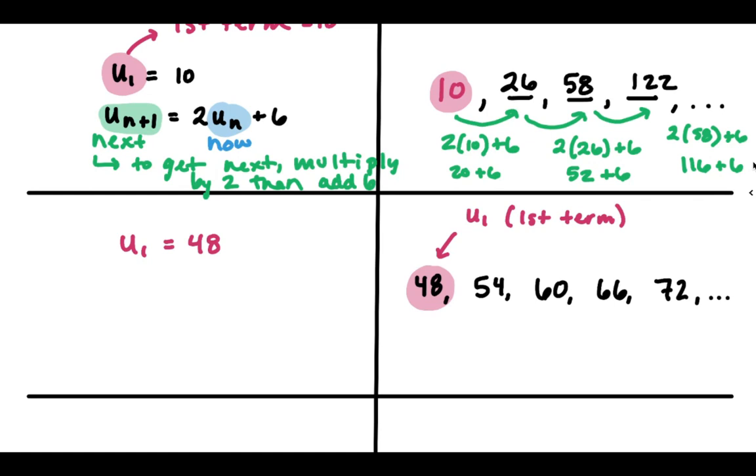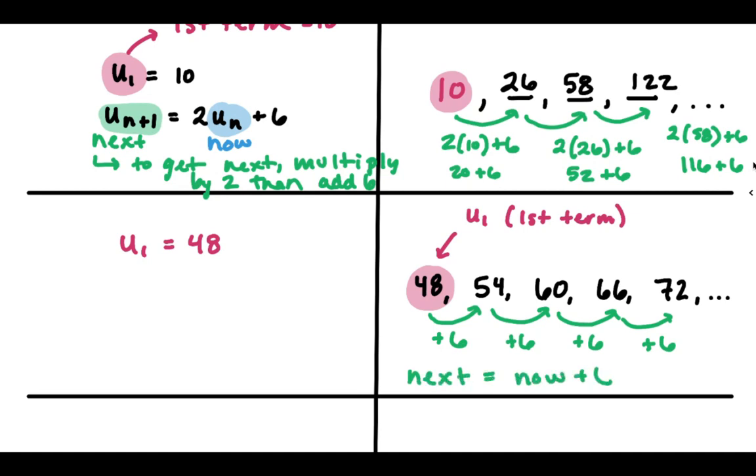Now we need to figure out, how do we get the next term? So 48 to 54, 54 to 60, 60 to 66, what are we doing? It's pretty easy to see from these three that we're adding 6, and we can check 48 to 54, that's also plus 6, and 66 to 72 is plus 6. So we're always adding 6. So we know that the next term is the now term plus 6.